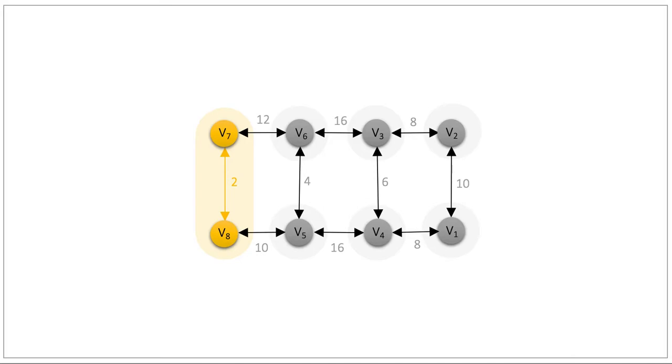And we do this again. We look at the next heaviest edge, which is 4, between V6 and V5. And again, these 2 were in 2 separate clusters, so we keep this edge. Again, we do the same for V3 and V4.